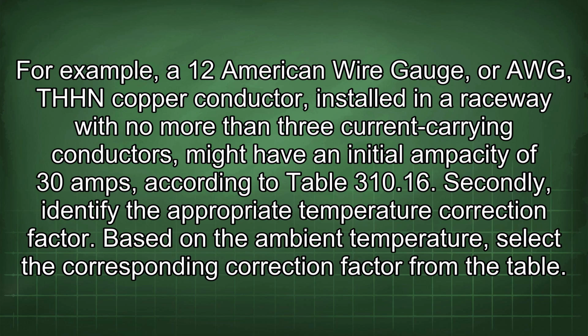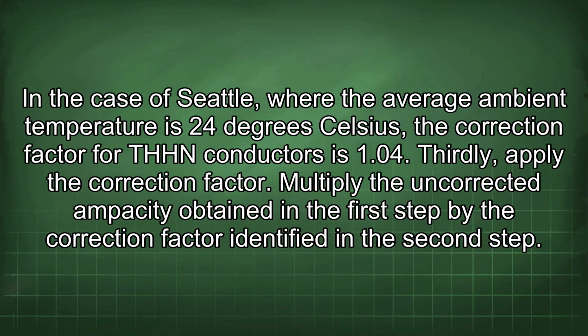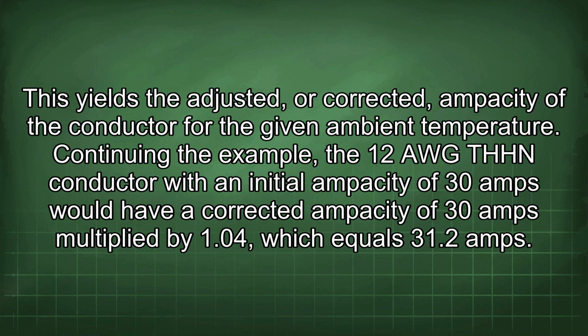Secondly, identify the appropriate temperature correction factor. Based on the ambient temperature, select the corresponding correction factor from the table. In the case of Seattle, where the average ambient temperature is 24 degrees Celsius, the correction factor for THHN conductors is 1.4. Thirdly, apply the correction factor. Multiply the uncorrected ampacity obtained in the first step by the correction factor identified in the second step. This yields the adjusted, or corrected, ampacity of the conductor for the given ambient temperature.